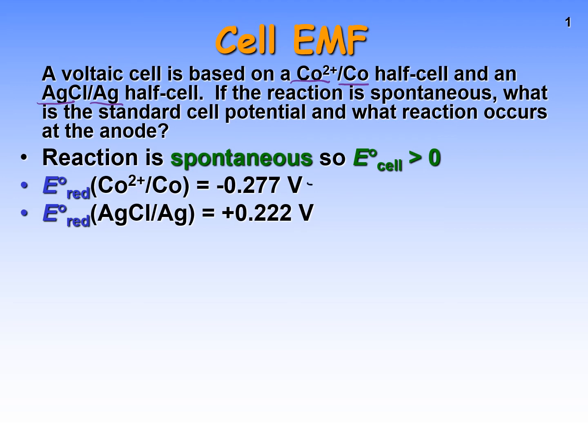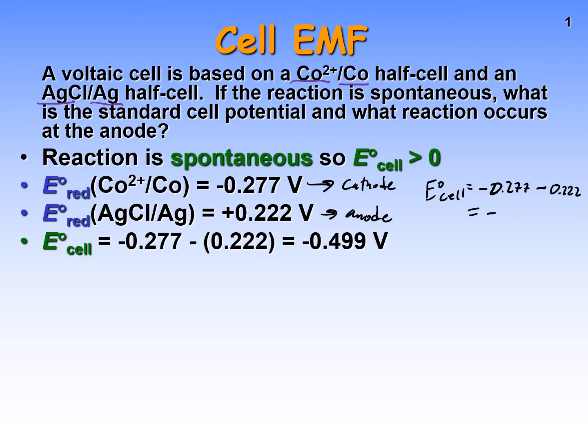So at this point we can just take a guess. Maybe this is the anode and this is the cathode. Actually, I'm going to guess the other way. Let's say this is our cathode and this is our anode. E naught cell is equal to my cathode's reduction potential, so negative 0.277 minus my anode, 0.222. And if I do this out, I get negative 0.499 volts. So this can't be the right answer.